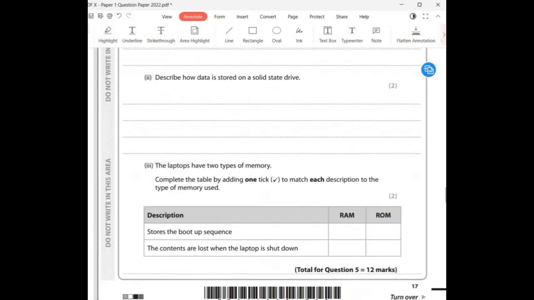Okay, 2 marks. Describe how data is stored in a solid-state device. I would say flash memory chips are used and data is stored in blocks and pages. That is what I'd literally say. Flash memory chips are used and data is stored in blocks and pages. 2 marks.